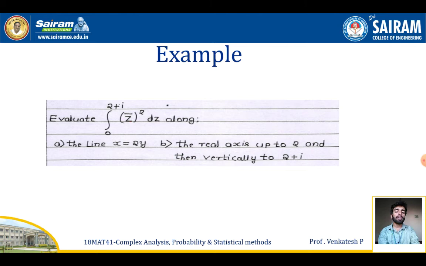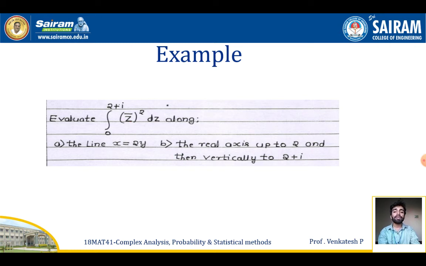Here the first thing is we have to identify a few things. The complex number z is given by x plus iy, so the complex conjugate z bar will be x minus iy. So the function here is x minus iy whole squared. On expanding, we get x square minus y square minus 2ixy.